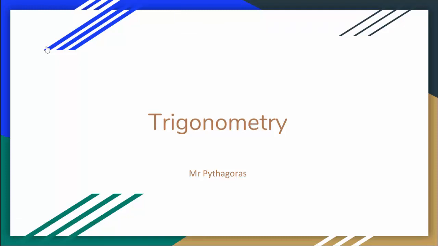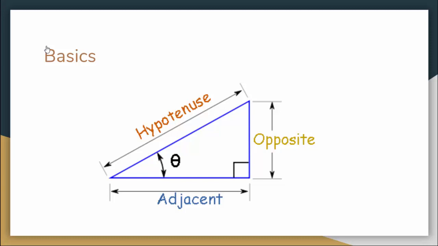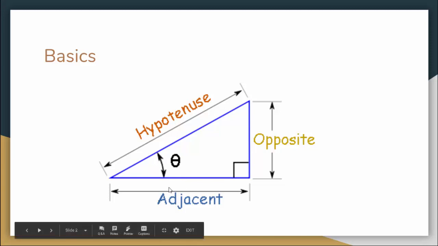This is about a grade 7 and I'll be focusing on Soh Cah Toa. So, as you can see, this is the basics. We have the hypotenuse, which is this slanted bit here. The opposite is always opposite the angle that you're given, and adjacent is between the right angle and the angle.